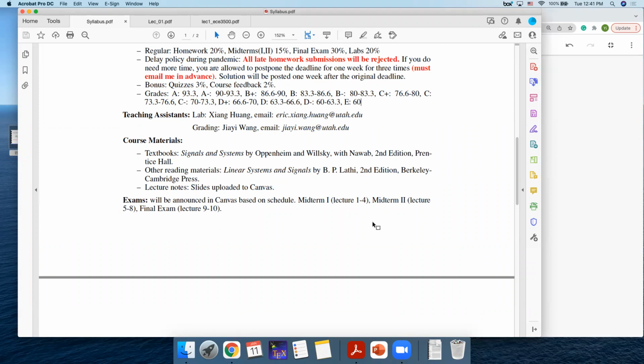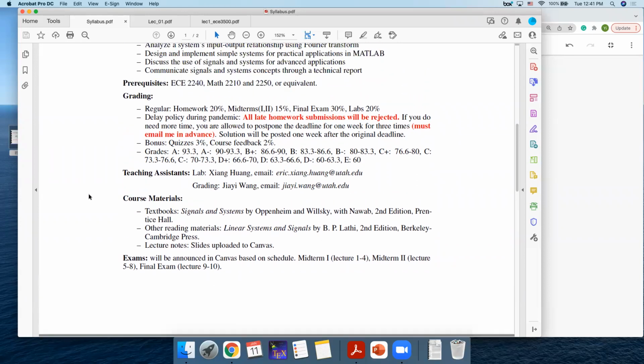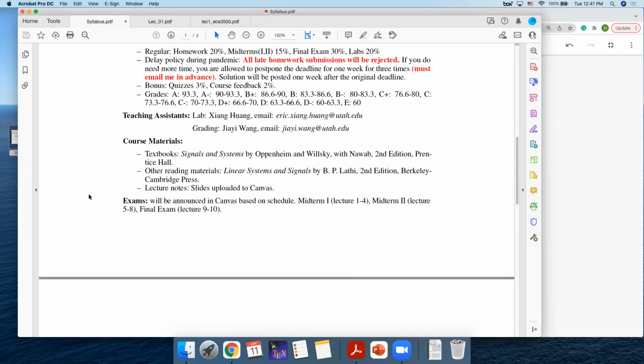The other reading material is this book by Lathi, but again, I think mostly you only need to follow the lecture slides. And all the lecture slides are available on Canvas. The lectures follow the order of the book.